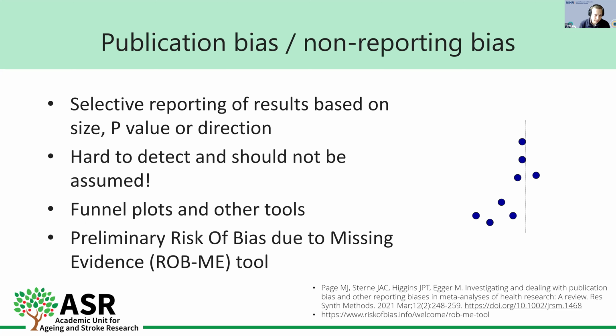Okay, and finally, the final consideration is publication bias or non-reporting bias. So this is about selective reporting of results for particular outcomes based on the size, p-value, or the direction of the result. It's quite hard to detect, and it shouldn't be assumed.